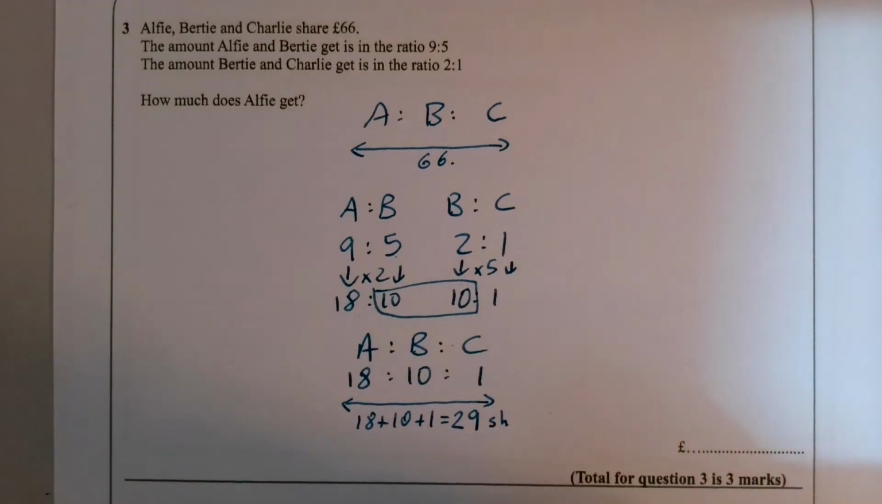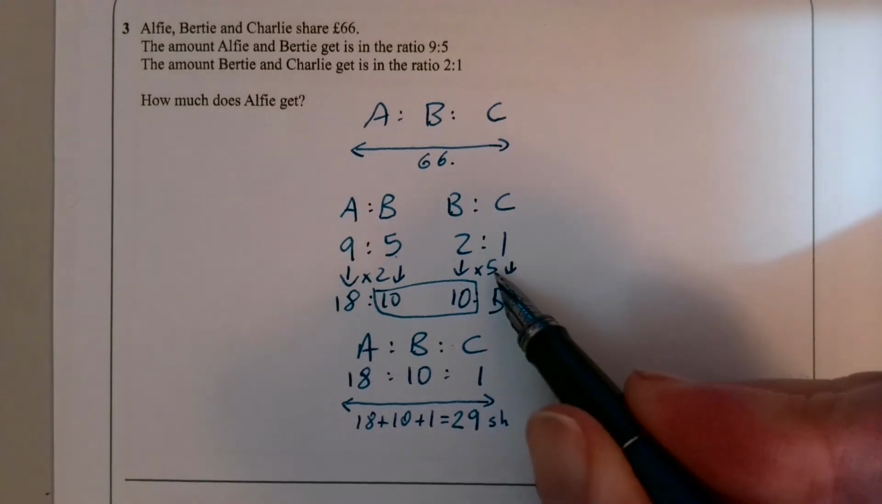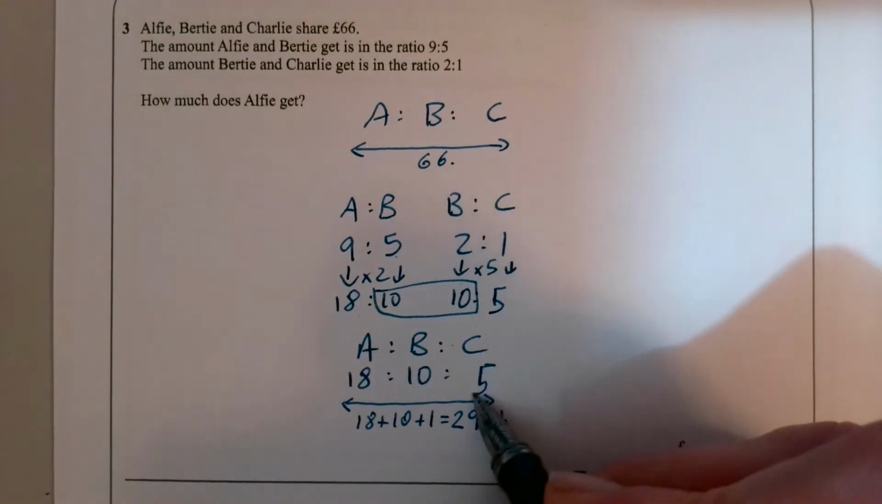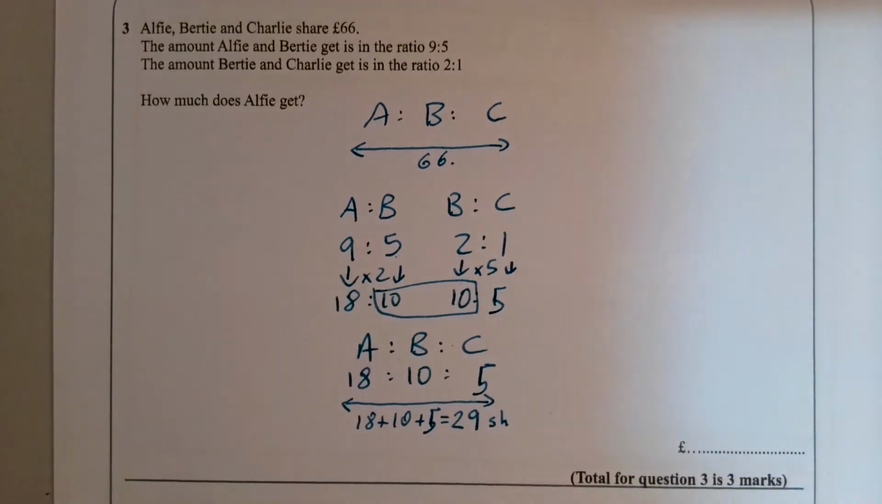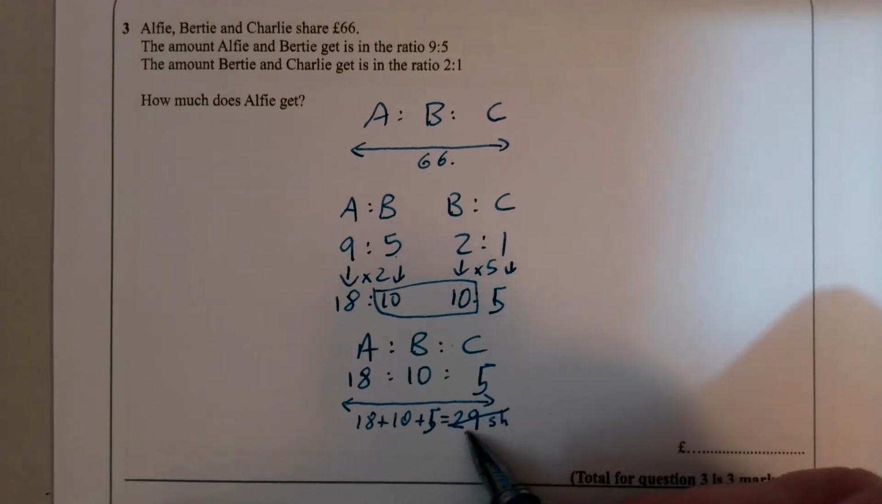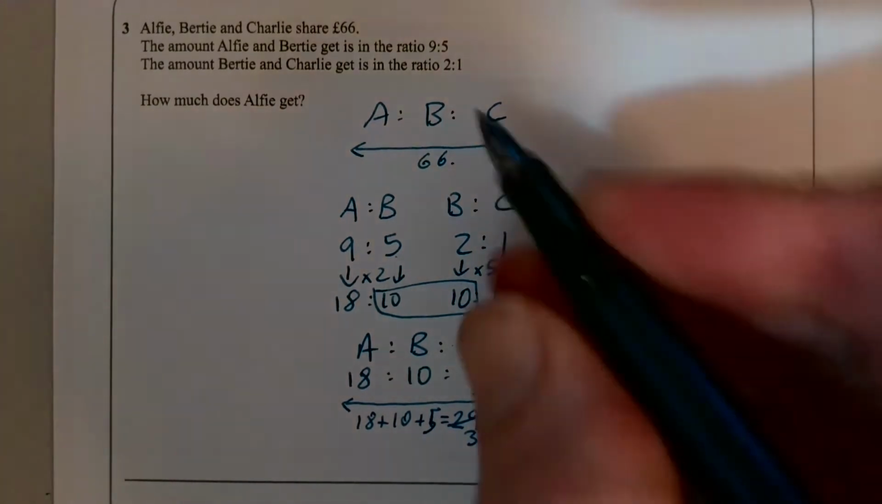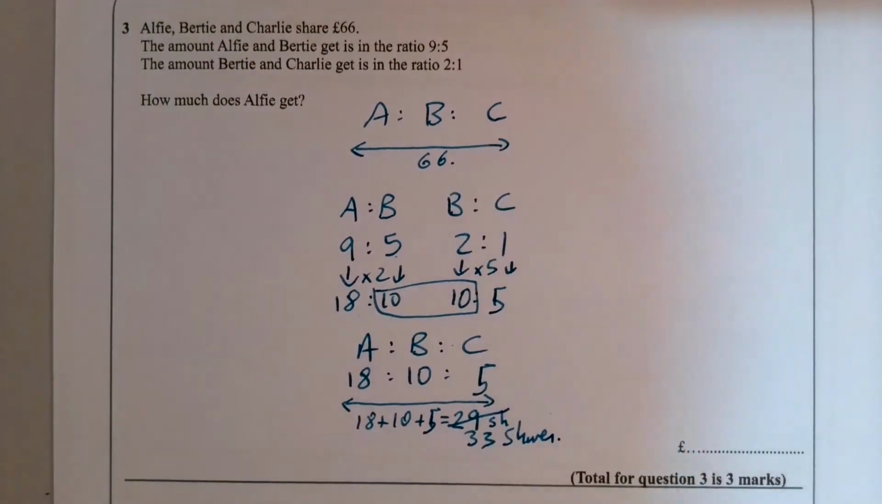What am I talking about? Why have I still got a 1 there? That should be a 5, shouldn't it? 1 times 5 is 5. We've got a 5 there, and that makes a bit more sense because 18 plus 10 plus 5 makes 33 shares, and we have got to divide our £66 by that.